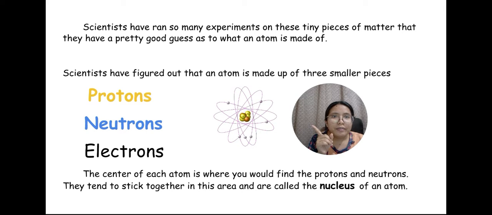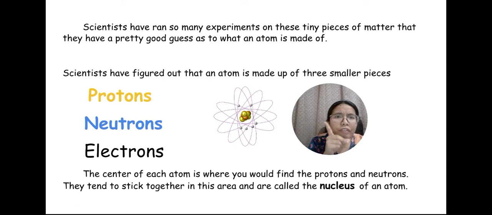Hindi natin yan nakikita in every object kasi masyadong maliit yung atom. Pero sa loob pa ng atom, ganito itsura. We don't know how scientists figure that out, but they figure that out. So, merong laman sa loob ng atoms. At ang pinangalan nila ay, okay, say it with me, protons, neutrons, and electrons. Protons, neutrons, and electrons. So, what are those things?